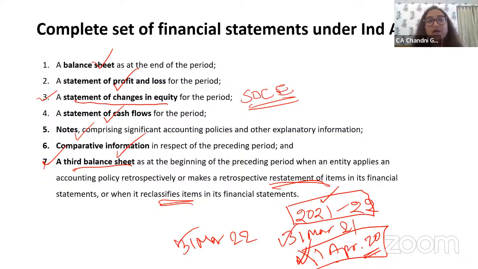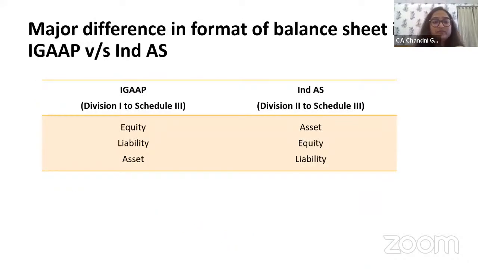When you are looking at the financial statements of any company, you can judge whether the company is applying AS or Ind AS. It is that visible. In IGAP, which is Division 1, IGAP means AS. If the company is applying AS, they will have to apply Division 1 of Schedule 3. In Division 1, the format of the balance sheet was such that equity was on top, then liability, and then assets. But in Ind AS, on the other hand, assets are on top, then equity, and then liability.